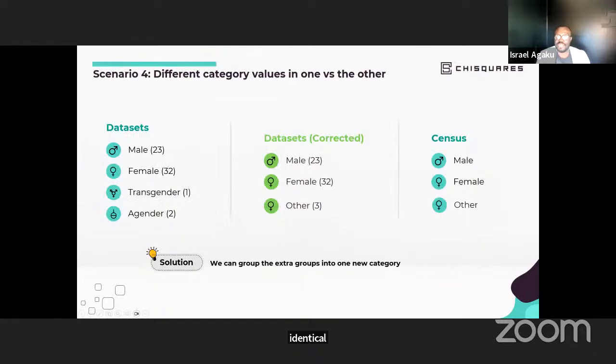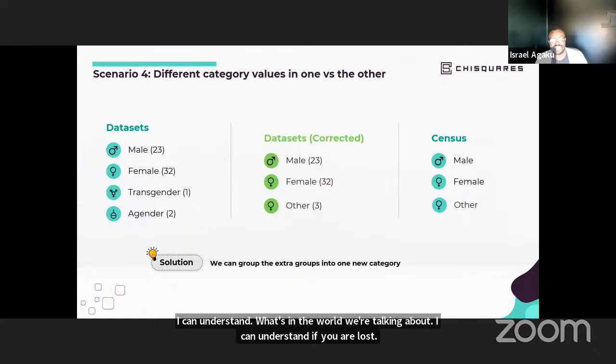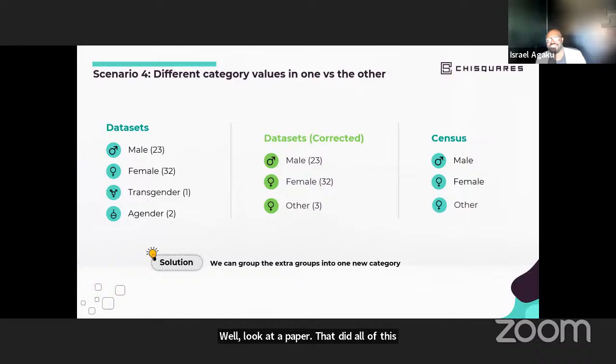All right, I'm going to stop here and answer any questions you have before we go on to a more applied form of this class, so that you can understand what in the world we're talking about. I can understand if you are lost. But we're going to look at a paper that did all of those things, and I will walk you through the process so you can see how that works out. So let me take questions for now.